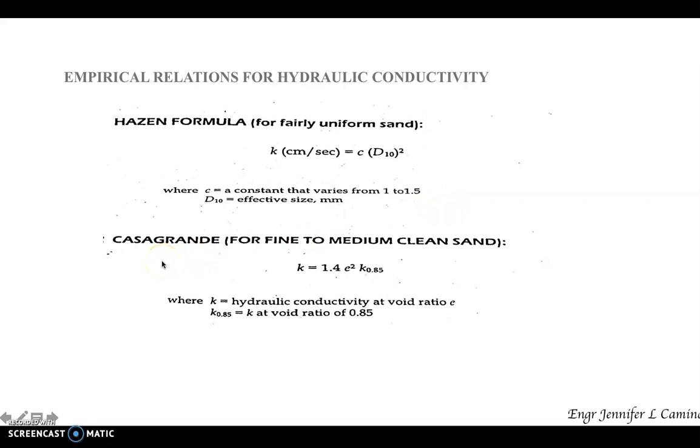Then we have the Casagrande equation for fine to medium clean sand. K is equal to 1.4 e squared K sub 0.85. Our K here, of course, is the hydraulic conductivity at void ratio e, and our K sub 0.85 is equivalent to K at a void ratio of 0.85.